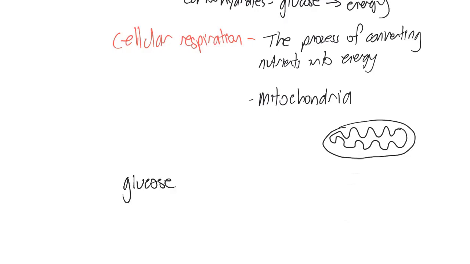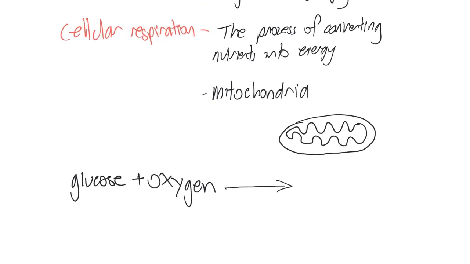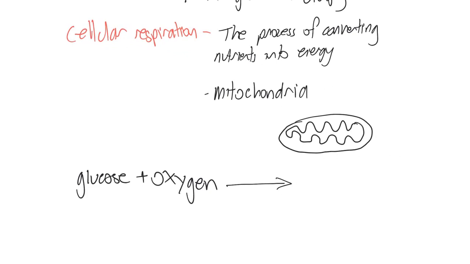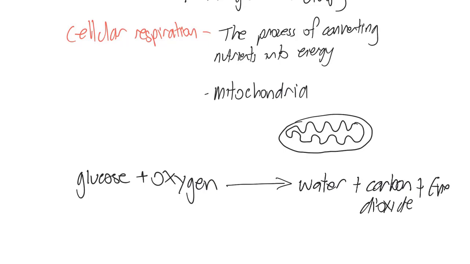Glucose is one of the reactants, one of the ingredients in the reaction. And the other one is oxygen. And this occurs in the mitochondria over a large number of reactions, and it produces some products. Water plus carbon dioxide plus energy. Now, that energy is in the form of a universal energy currency called ATP.